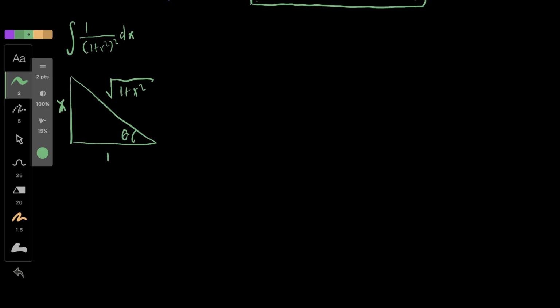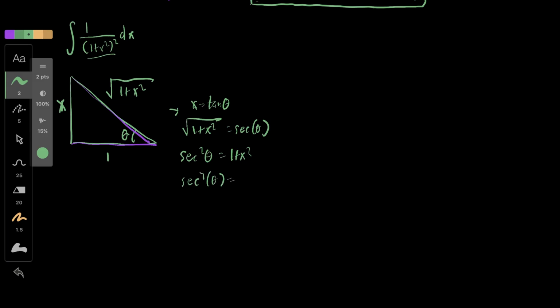Now, as you can see, what we have over here is x is equal to tan theta. Now, the square root of 1 plus x squared is equal to secant of theta. And that's because hypotenuse over this side is equal to secant of theta. Now, besides that, we don't know what this thing is. Well, if you square both sides of this equation, we get secant squared theta is 1 plus x squared, but we have to square it again. So secant to the fourth theta is equal to 1 plus x squared, squared.